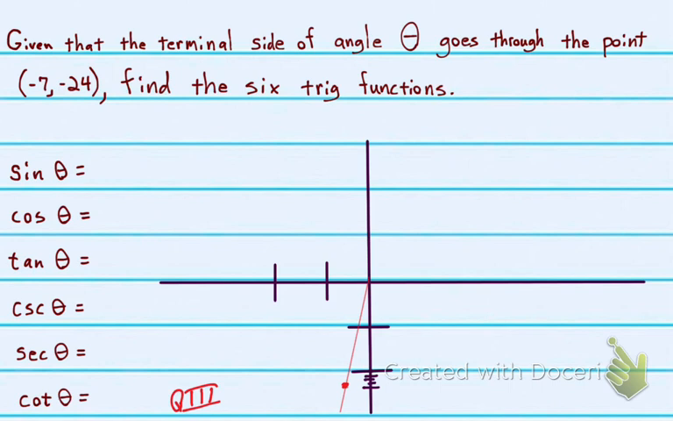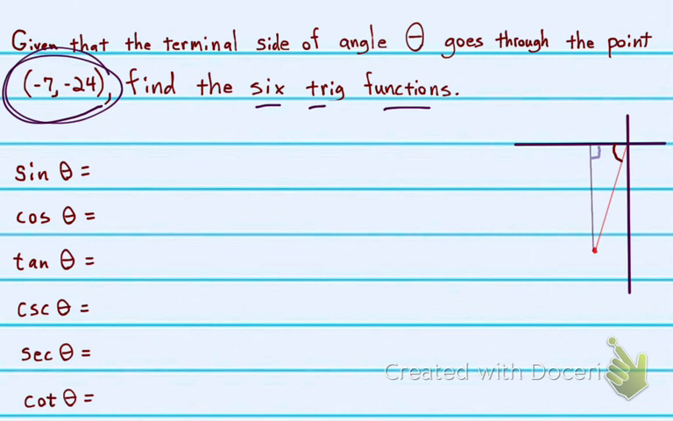What we need to know is if I'm using my reference angle right here, theta prime, because it has one side on the x-axis, and we make our right triangle right here, we can use the Pythagorean theorem. All right, and here is our triangle. We know that our x value is -7 and our y value is -24. Okay, we're going to use the Pythagorean theorem to find this red line, which is also known as the hypotenuse, and then we'll be able to find our 6 trig functions.